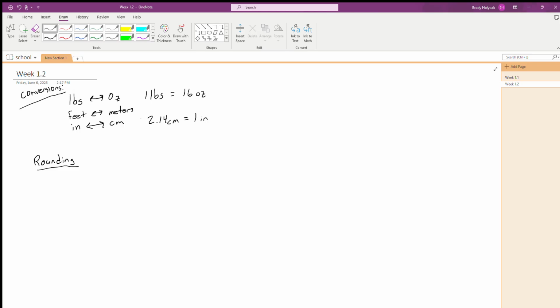So what rounding is, is a way to simplify our values or our data. It puts it into a format that's quick and easy to read, but it's also accurate to our needs.